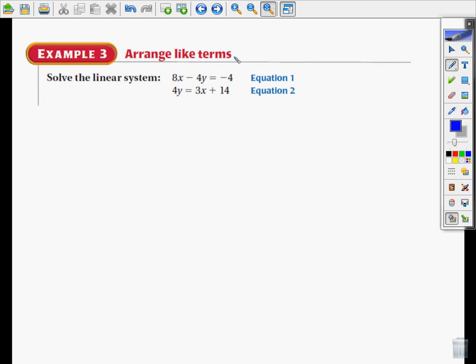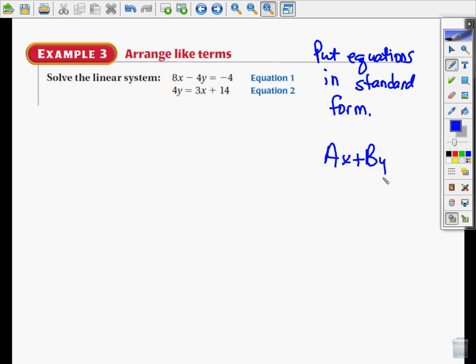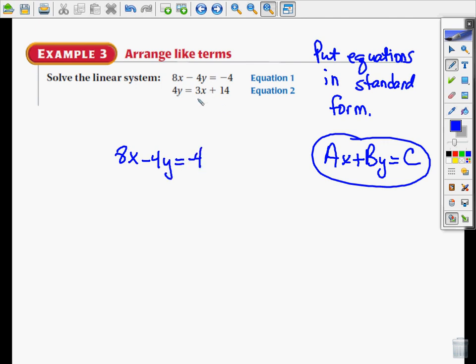Sometimes you have to arrange the like terms. So really we want to put them in standard form. Standard form is ax plus by equals c. If I look, the top equation's already there, so I'll just rewrite it down here. My bottom equation, I need to move the x term over to the left-hand side with the y. So to move it, I'm going to subtract it. So negative 3x plus 4y equals 14.